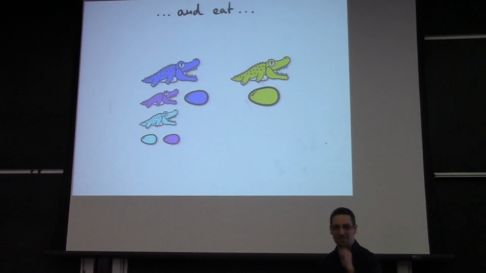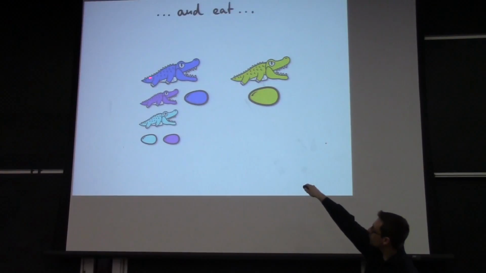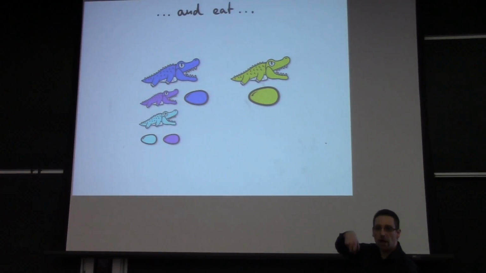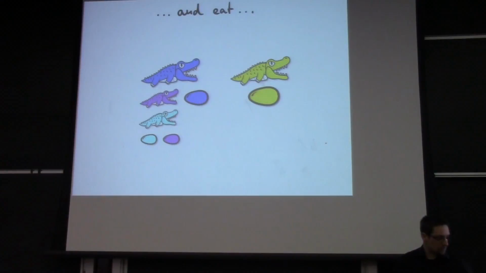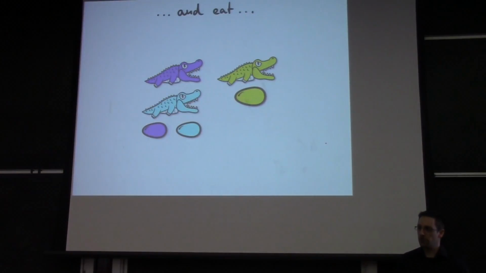Anyone else? Yes? Blue on top left is the yellow. Exactly, so that's one possibility. Another possibility would be if this purple guy eats the blue egg. Right? But let's do first the thing with the blue one. So the blue eats now the yellow alligator. So this is what we end up with.